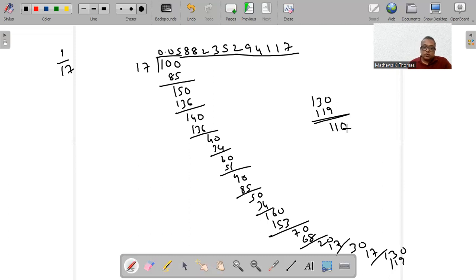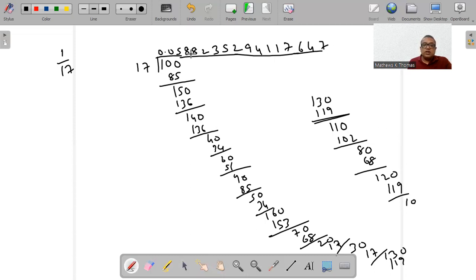I'm going to bring down the 0, 110. So 17 6s are 102. So you will now subtract, get 8, bring down 0, 80. 17 4s are 68. And then you will subtract this, you will get 120. And now if I multiply by 7, I will get 119. And now I'm getting 1. I'll bring down 0. So now this process starts repeating. 0, 0, 5, like this. After 7, the repetition will start.